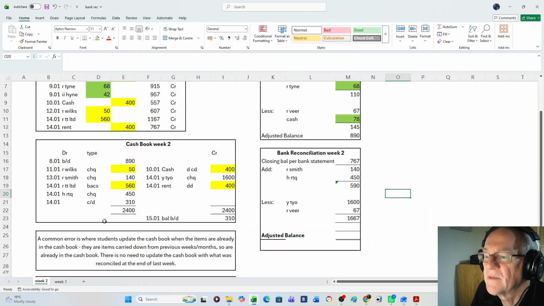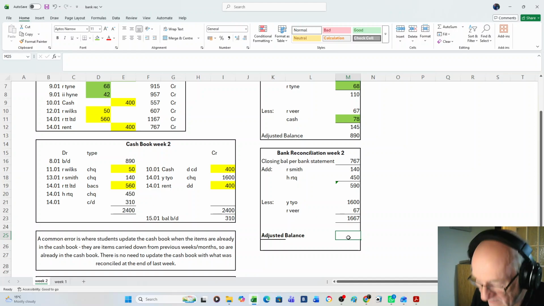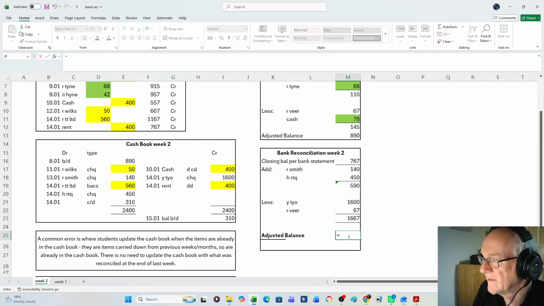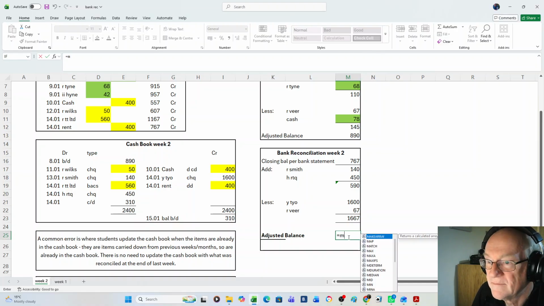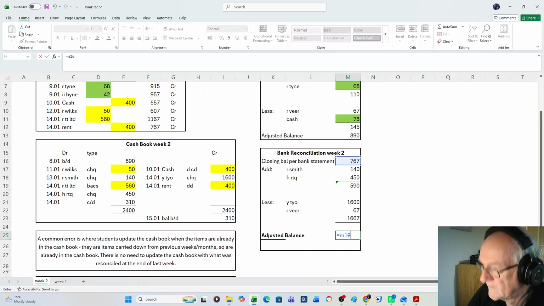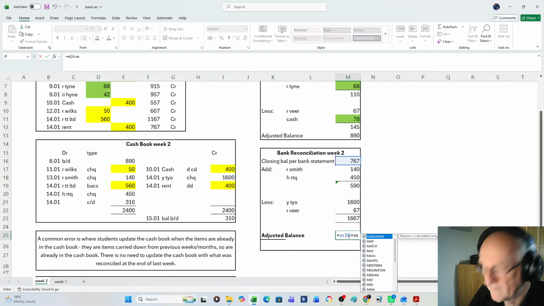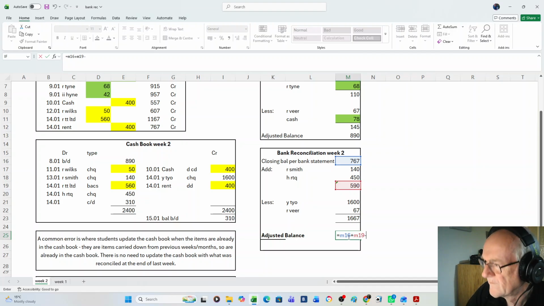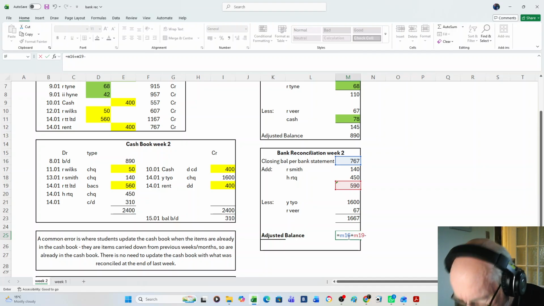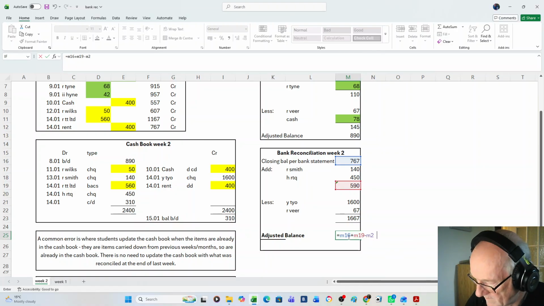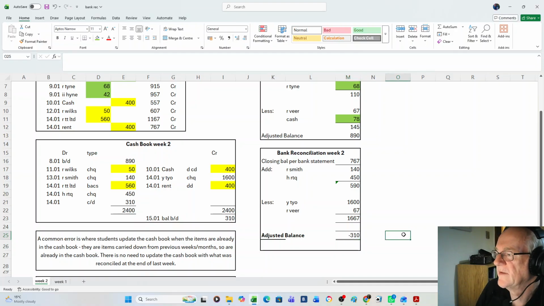Now we've seen the items where we didn't need to update the cash book, so all we need to do is prove we've done everything correctly. Yes, 310 minus 310. Which is right, because in case you haven't noticed, the balance brought down is now on the credit side. When that £1,600 cheque goes through, this company is going to need an overdraft facility.